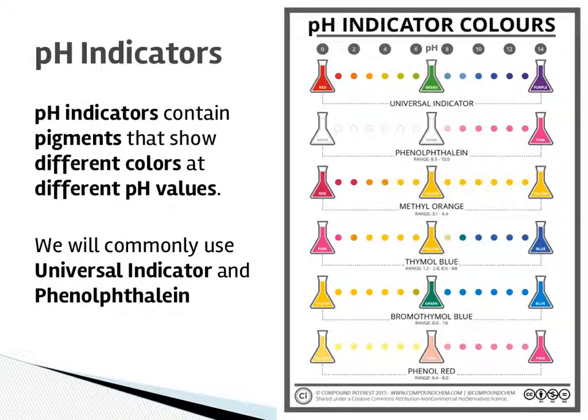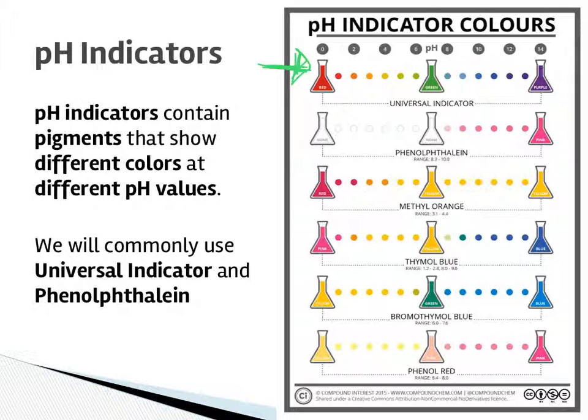Okay, so here's what an indicator is. Indicators are pigments or dyes. They're essentially a dye that shows different colors at different pH values. So if we use a universal indicator, which is what we're going to be using in our lab tomorrow, universal indicator indicates universally across all the pHs, ranging from red to purple, but most indicators don't do that.